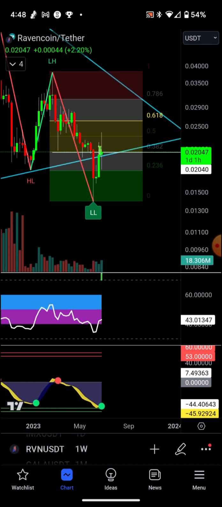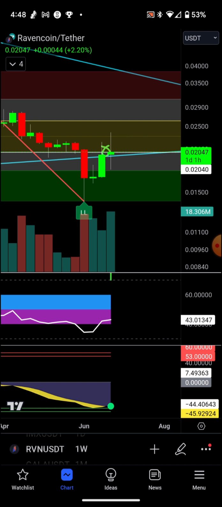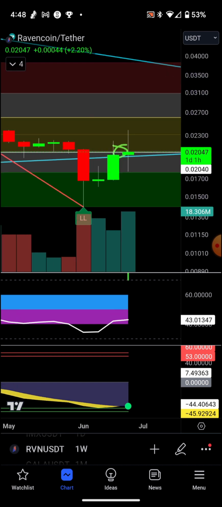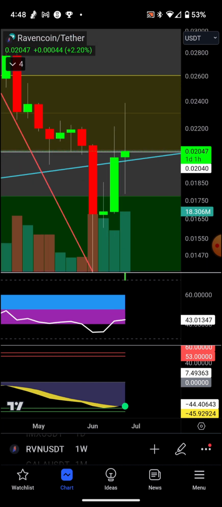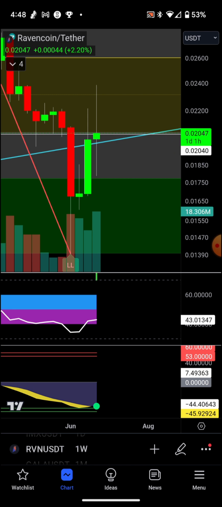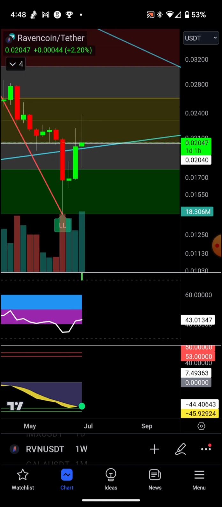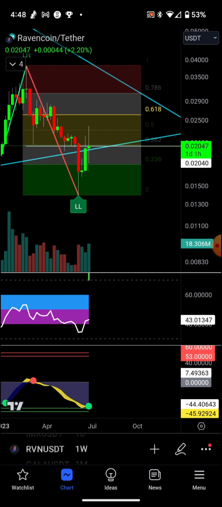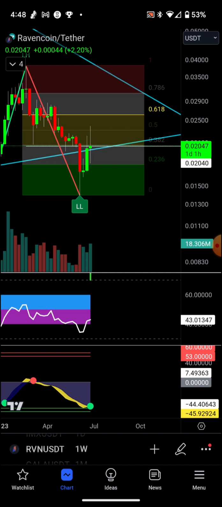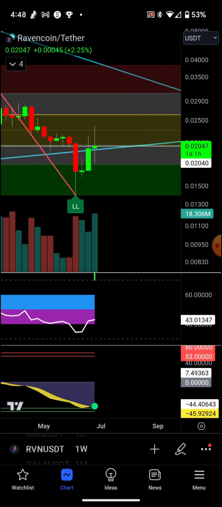Okay, so we are running right into the... Hold on, let me try and get rid of this circle here. Okay, so you can see that on the weekly time frame, we are running right into this retracement at the 382, getting stuck there. I think we're going to break above that.